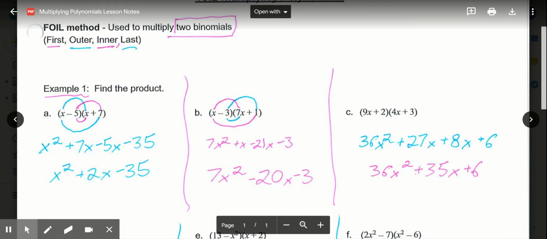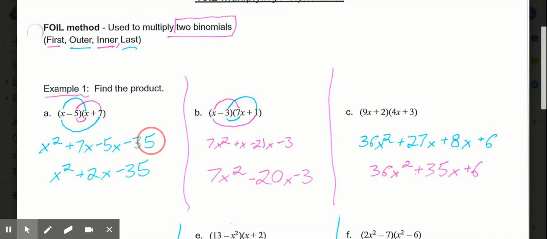Then I need to multiply the outer terms. 7 and x. So we're looking at our outer terms. 7 times x is a positive 7x. So right now we have x squared plus 7x. Then we move to the inner terms. We have a negative 5 because it's a minus 5 and an x. So our inner terms multiplied, negative 5 times x, gives us the minus 5x. And then our last terms, a negative 5 and a positive 7, gives us a minus 35.